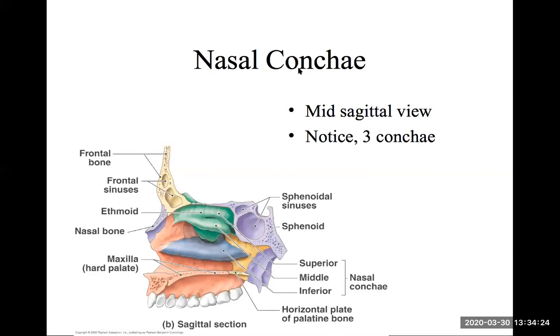Now, the nasal concha. We're looking here at a mid-sagittal section of the skull, and here is a mid-sagittal through that bony palate that we just learned about, the hard palate. Okay, these are the concha. There's 1, 2, 3. So all three of these are curved, thin, bony structures, and they help to move the air around inside this really sizable nasal cavity.